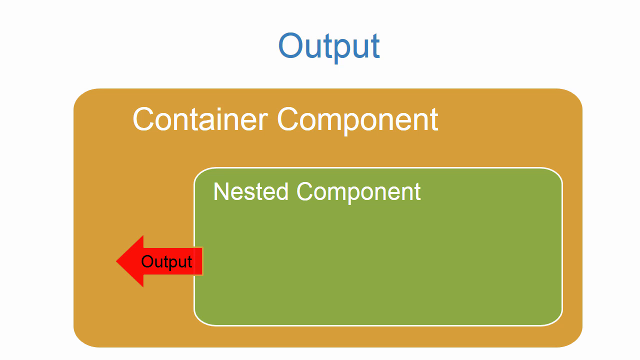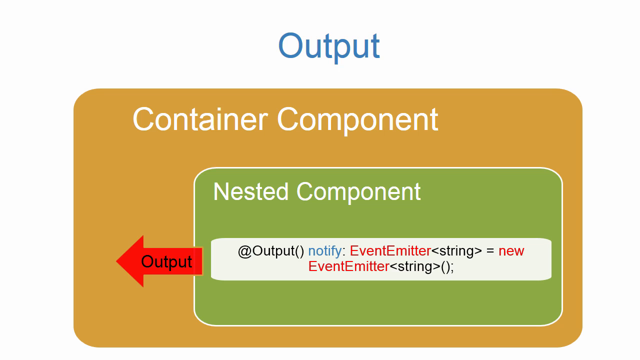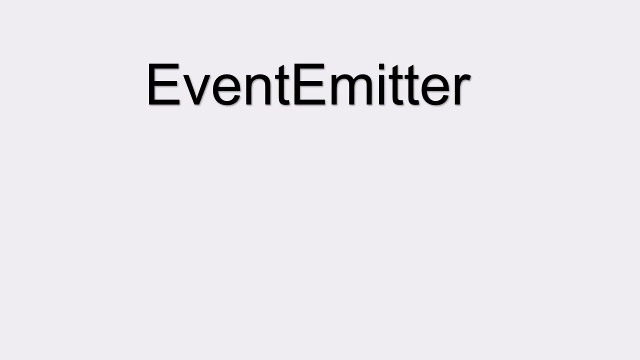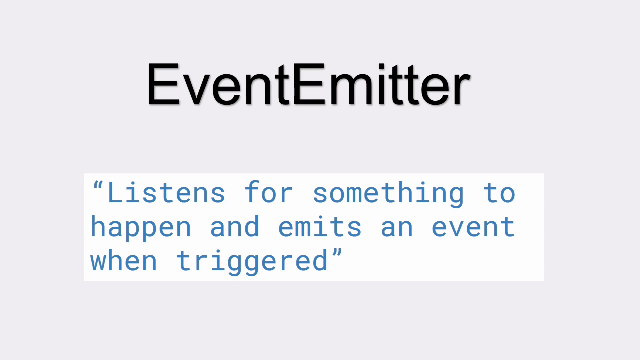So the first thing that we do is we create a property assigned to an output, similar to how we created an input property. The difference is we're using an event emitter. So let's dissect this a little bit. An event emitter is an object that listens for something to happen and then publishes an event when triggered. This is what's known as the observer pattern.